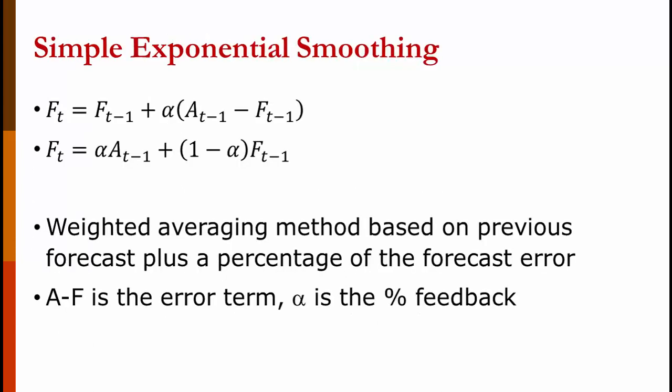You see two equations for simple exponential smoothing on the screen. They yield identical results, and they're mathematically equivalent to each other. They're just presented differently. I show you both of them because different textbooks use different versions of it. A is the actual, F is the forecast, A minus F is the error term, and alpha is the feedback percentage. It has nothing to do with the alpha that's used in statistics, the probability of a type 1 error.